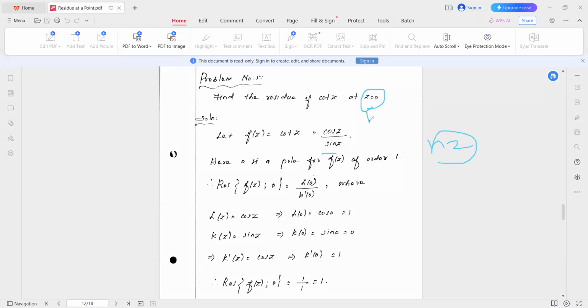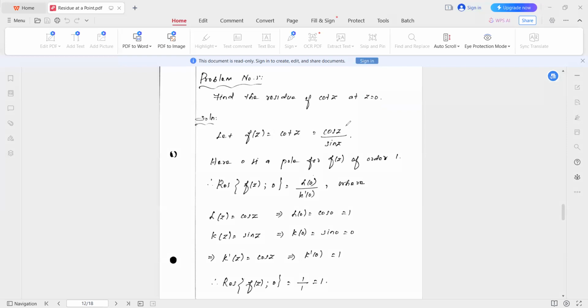But here they are asking to find the residue at the point z equal to 0 only. So 0 is a pole for f of z of order 1. Since the denominator part does not have any terms as z minus something, we have to go with formula 3. So the residue of f of z at the point 0 is h of 0 by k dash of 0, where h of z is the term in the numerator and k of z is the term in the denominator. Now we are checking h of 0 is not equal to 0 and k of 0 is equal to 0. So h of 0 is equal to cos 0.